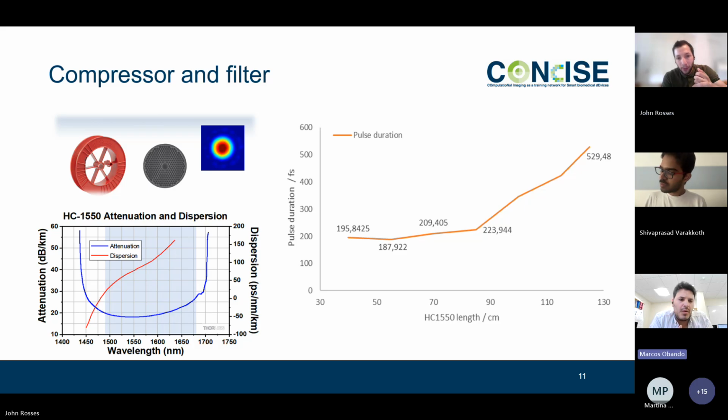Okay. Another question about maybe why can't you work on the 1475 nanometer?